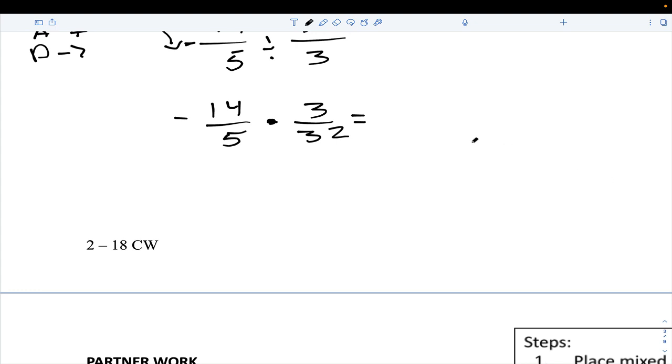Jonah? 2. Let's try 2. 14 divided by 2 is what, Jonah? 7. 32 divided by 2 is what? 16. That is as simple as it gets. Let's multiply across from here. 7 times 3, what's my answer, Hunter? 16 times 5, jot down some scratch work.